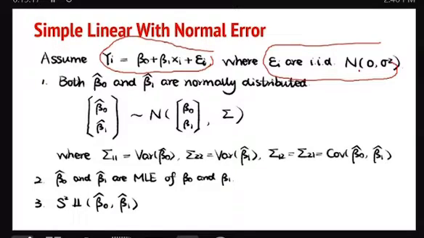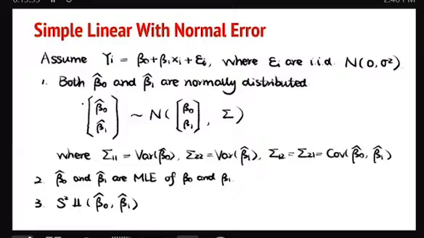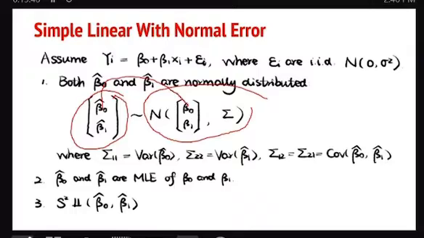Take a look at this. When the error follows normal, then beta naught cap and beta 1 cap on their own are also going to follow a normal distribution. But the error needs to follow a normal distribution first. Because I'm talking about two estimators at a time, I'm going to be using a vector. Beta naught cap follows a normal distribution with a mean of beta naught, and beta 1 cap follows a normal distribution with a mean of beta 1. So this is a vector mean.